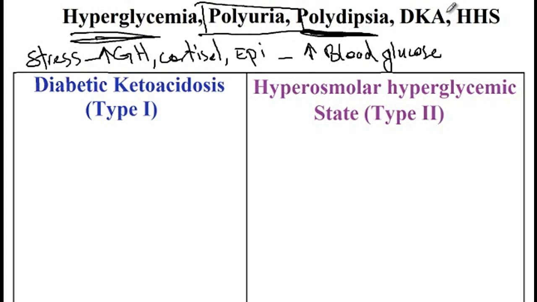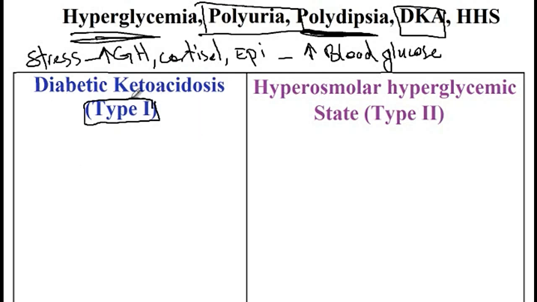And then another complication is diabetic ketoacidosis, which is seen in type 1 diabetes mellitus, and hyperosmolar hyperglycemic state, which is seen in type 2. So patients with type 2 rarely develop DKA because they still have some insulin production, as a consequence of which they won't develop DKA. While type 1, since they don't have any insulin production, are prone to developing diabetic ketoacidosis.